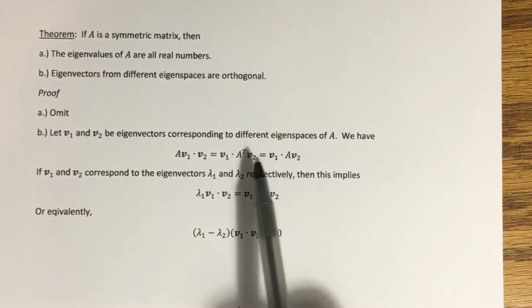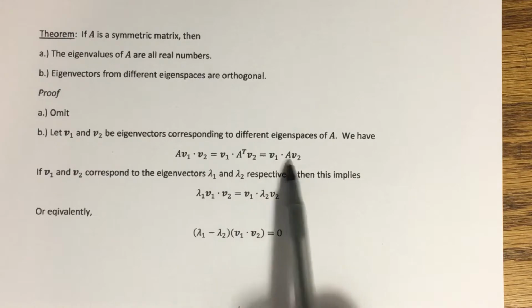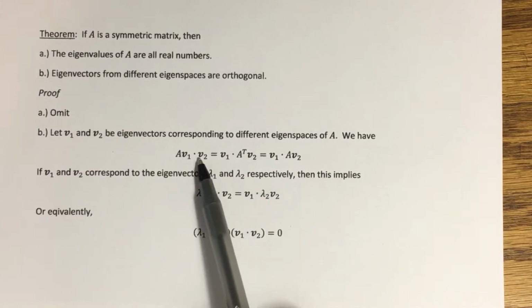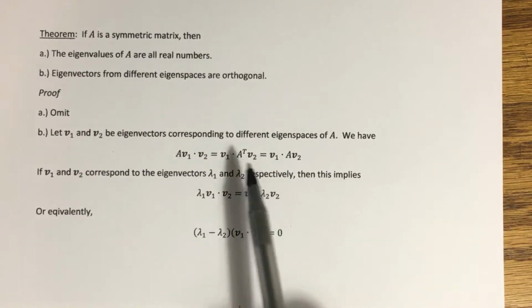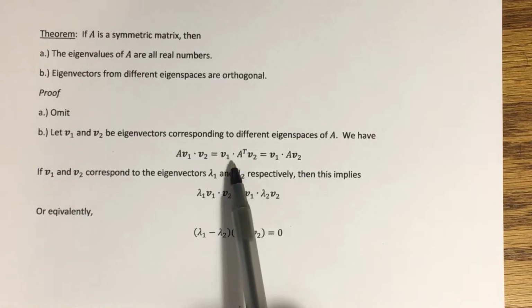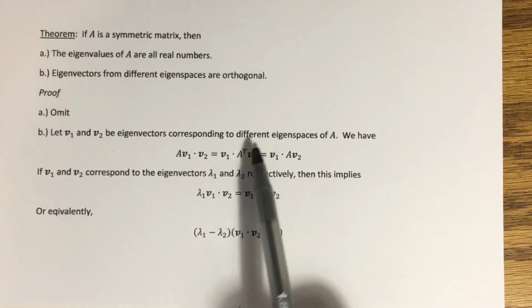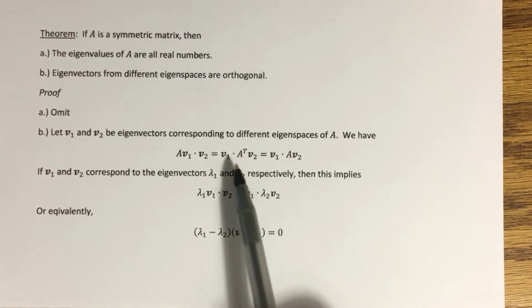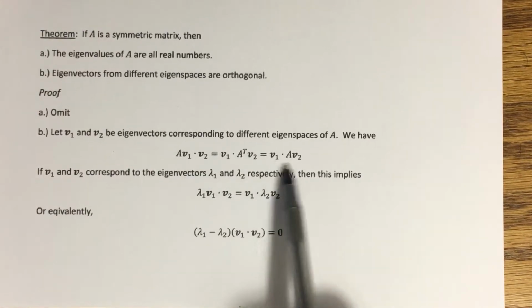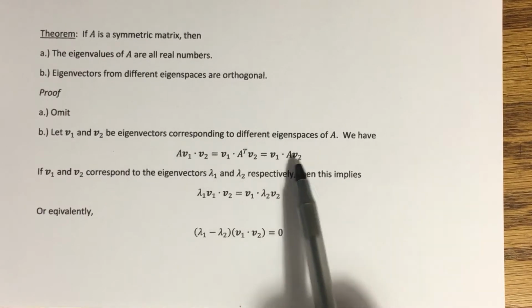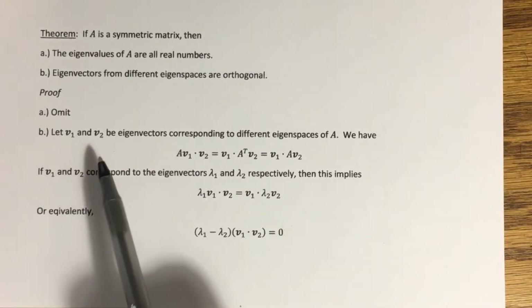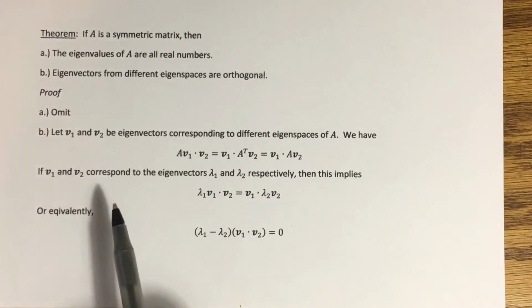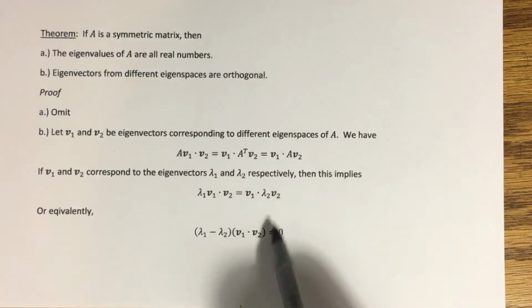So I think what we were doing is we were talking about this little equation right here. I had mentioned that this dot product is equal to this dot product from a result that we have way back in chapter 3. And then we use the assumption of symmetry to say that A transpose is equal to A. Okay, so this dot product being equal to this one. Now the AV1 and the AV2, I'm going to use these with the assumption that V1 and V2 are eigenvectors corresponding to different eigenspaces of A.